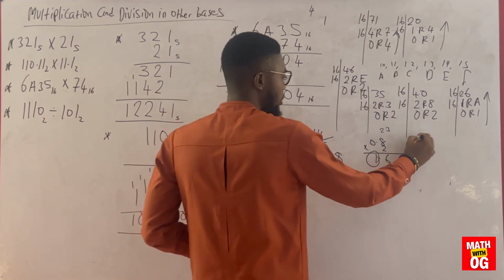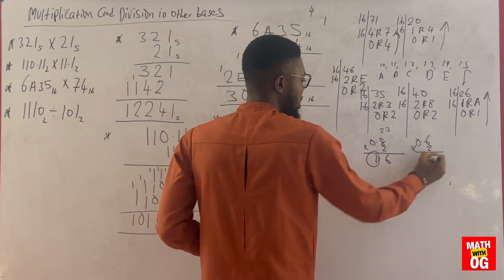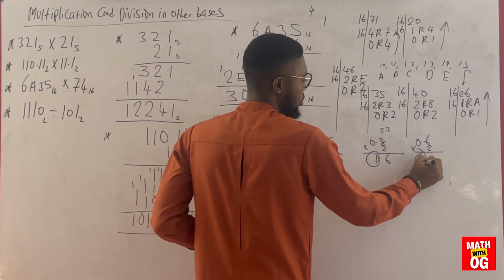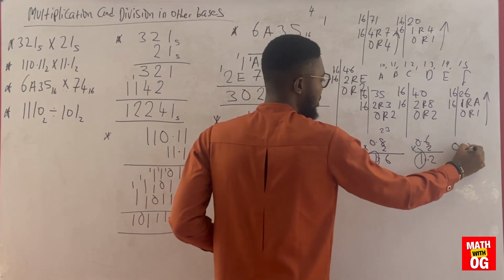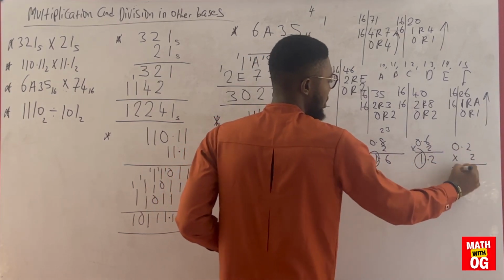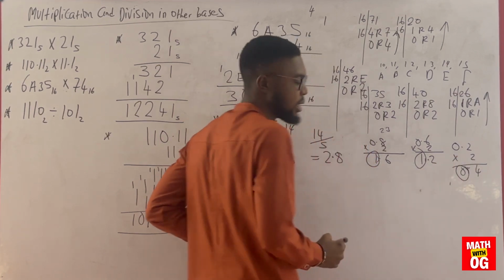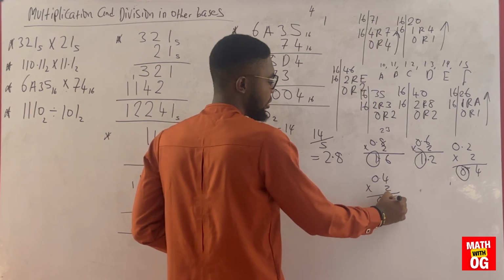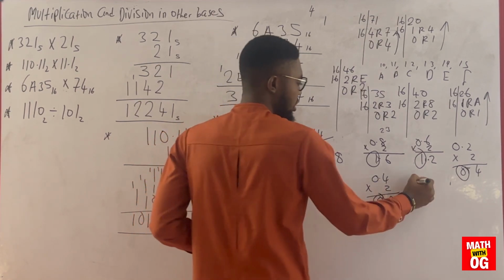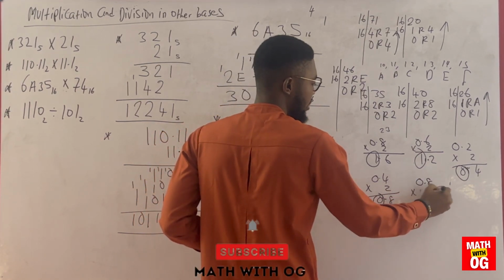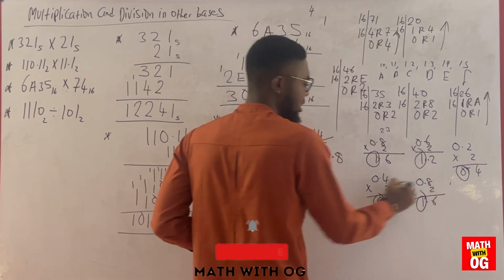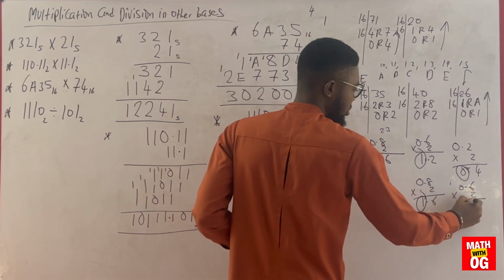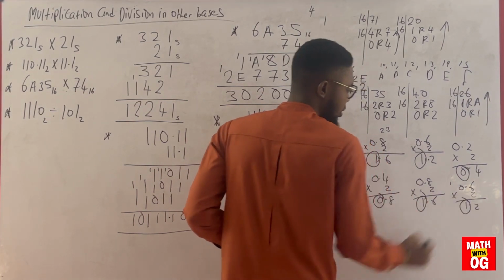Then we'll go again, 0.6 multiplied by 2. This will give us 1.2. Leave the whole number part. So we are taking 1 from here. We go again, 0.2 multiplied by 2. 0.4. We are taking 0 from here. We go again, 0.4 multiplied by 2. This is 0.8. We are taking 0 from here. We go again, 0.8 multiplied by 2, 1.6. We are taking 1 from here. We go again, 0.6 multiplied by 2. This will give us 1.2, and we are taking 1 from here.